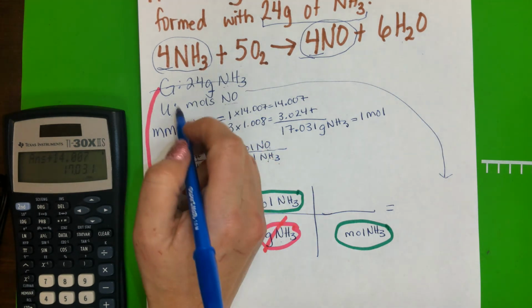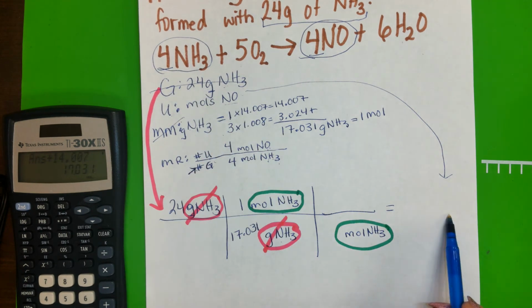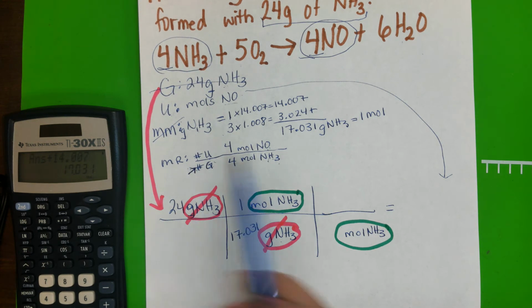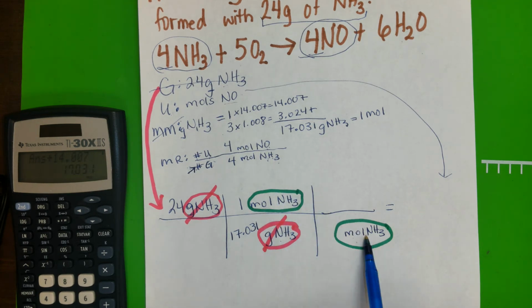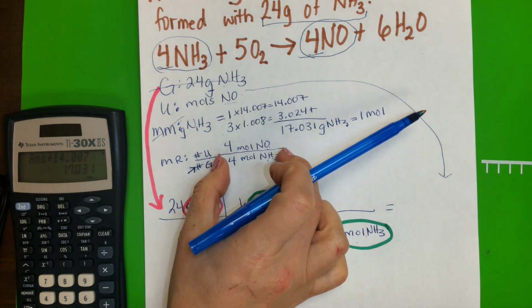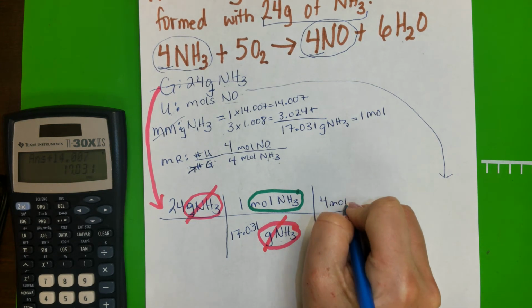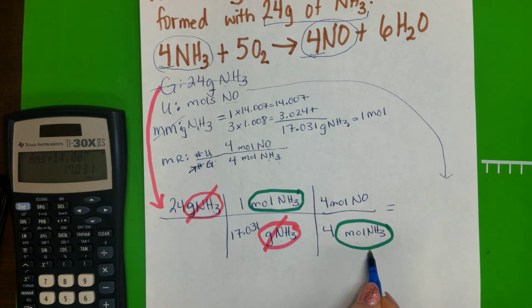Anyways, we already used our given. We already used our molar mass. The unknown will go last, so we know that. But really, we know that this is going to be the mole ratio. So really, you just have to put this in here. So it would be 4 moles of NO on the top, and then 4 moles of NH3.